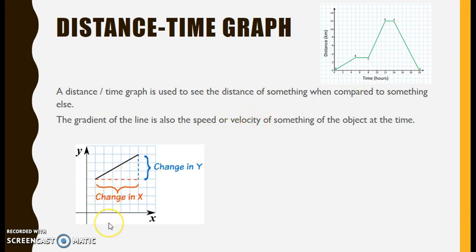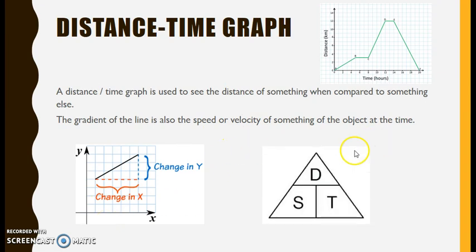Right. How do we calculate speed or velocity? It's right here, the speed triangle. Distance over time equals speed. And if you mark x as time and y as distance, it basically becomes change in y over change in x. That is distance over time. So these two are basically the same thing.